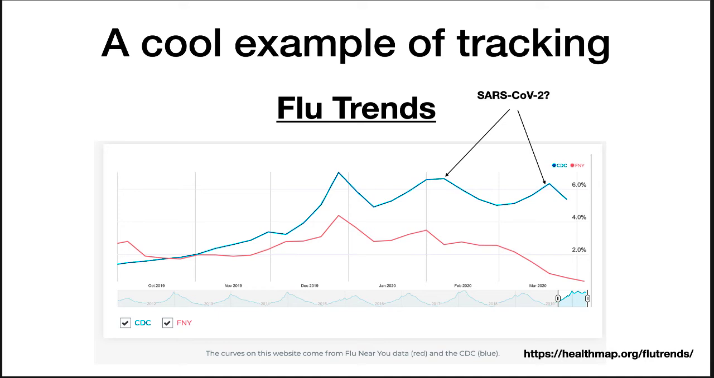A cool example of tracking is Flu Trends. It combines the CDC data with Flu Near You. The CDC, again, collects information from all the different public health entities in the country, hospitals, doctors, state public health departments, and accumulates all that information. Flu Near You is a crowdsourced participatory disease surveillance system. People can download the app and report if they are experiencing flu-like symptoms. It gathers information from users about their health in real time.